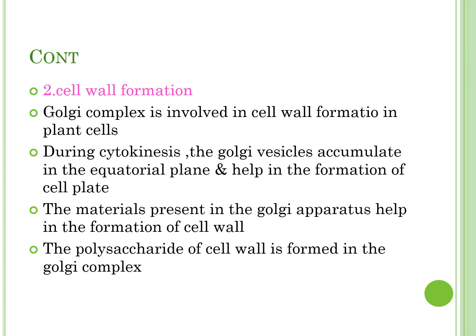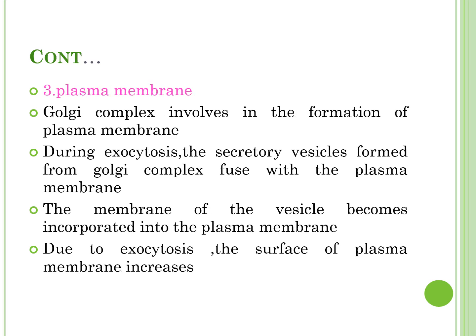The second function is cell wall formation. Golgi complex is involved in cell wall formation in plant cells. During cytokinesis, the Golgi vesicles accumulate in the equatorial plane and help in the formation of the cell plate. The material present in the Golgi complex helps in the formation of cell wall. The polysaccharide of cell wall is formed in the Golgi complex.